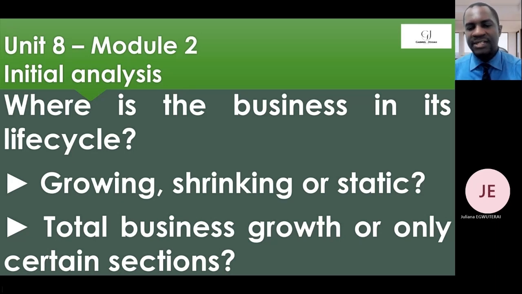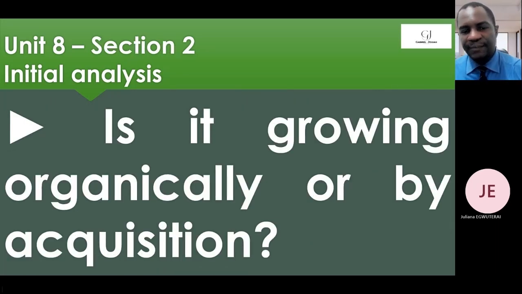The total business growth, or are there certain sections that are growing and some others that are not growing? So you look at the conglomerate, if there is a holding or a subsidiary company, are there parts that are growing and some other parts that are not growing? So is the business growing holistically or in silos? So you need to understand the sections of the business, what is driving the business, and these are questions you ask initially. So is the company growing organically or by acquisition?